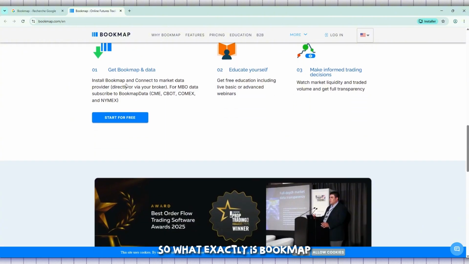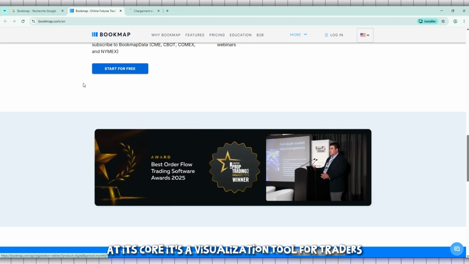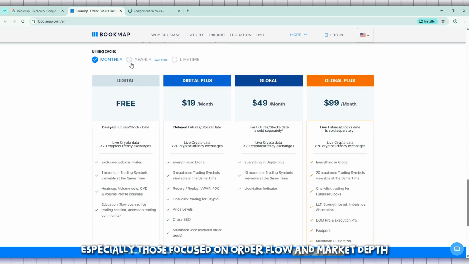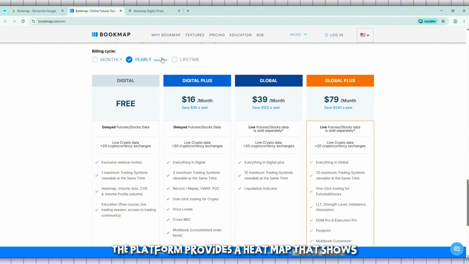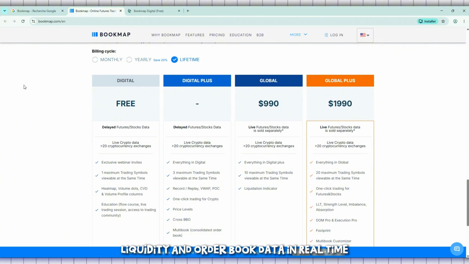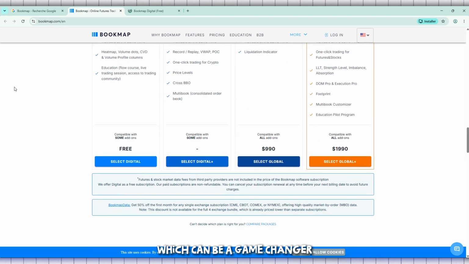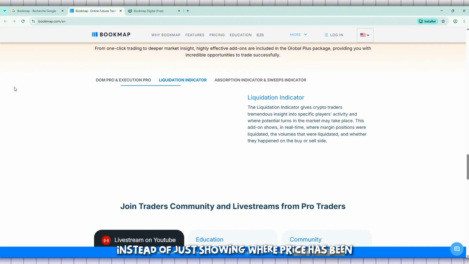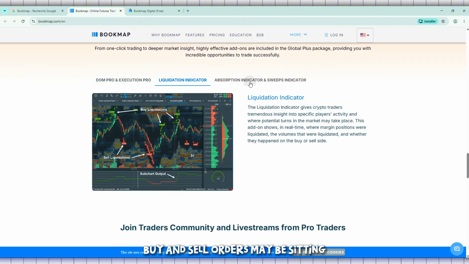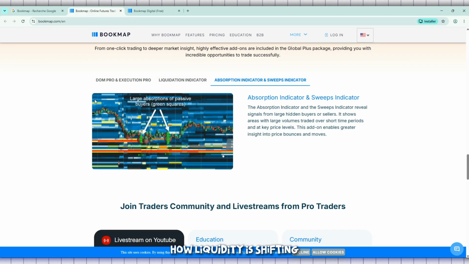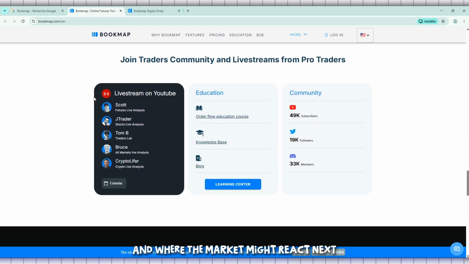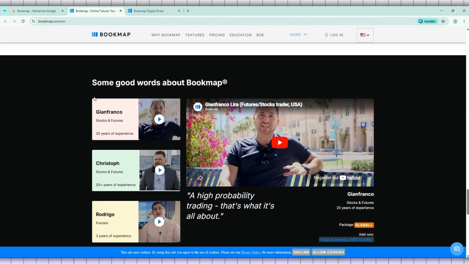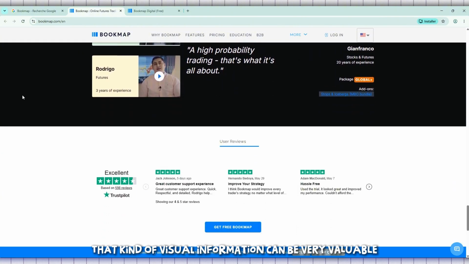So what exactly is Bookmap? At its core, it's a visualization tool for traders, especially those focused on order flow and market depth. The platform provides a heat map that shows liquidity and order book data in real time, which can be a game changer for scalpers and day traders. Instead of just showing where price has been, Bookmap helps you see where large buy and sell orders may be sitting, how liquidity is shifting, and where the market might react next. For traders who rely on quick entries and exits, that kind of visual information can be very valuable.